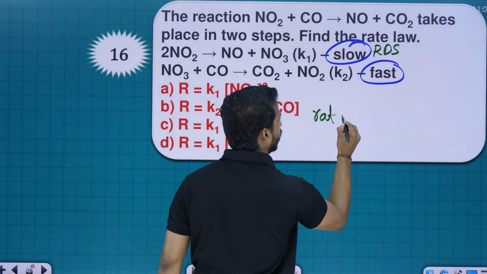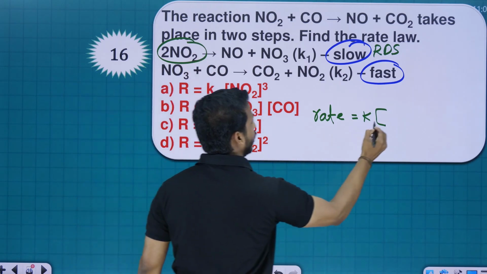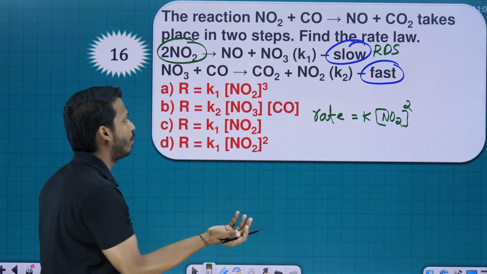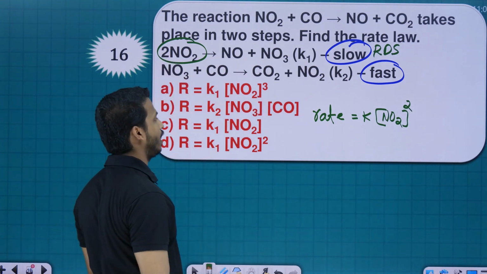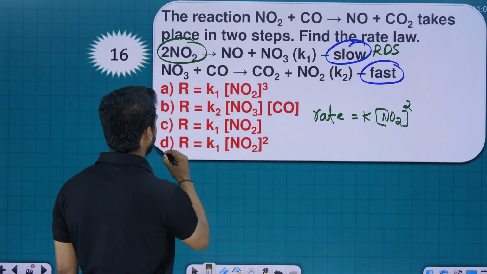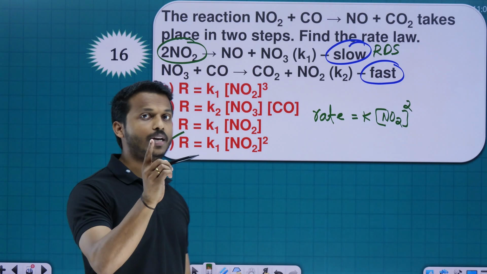So rate is equal to what? K into the reactant in the slow step. Who is the reactant in the slow step? NO2, right? The power is not given by general information here, so we take the coefficient as the power. So rate equals K1 into NO2 squared. So what is the point here? The slow step is the rate determining step.